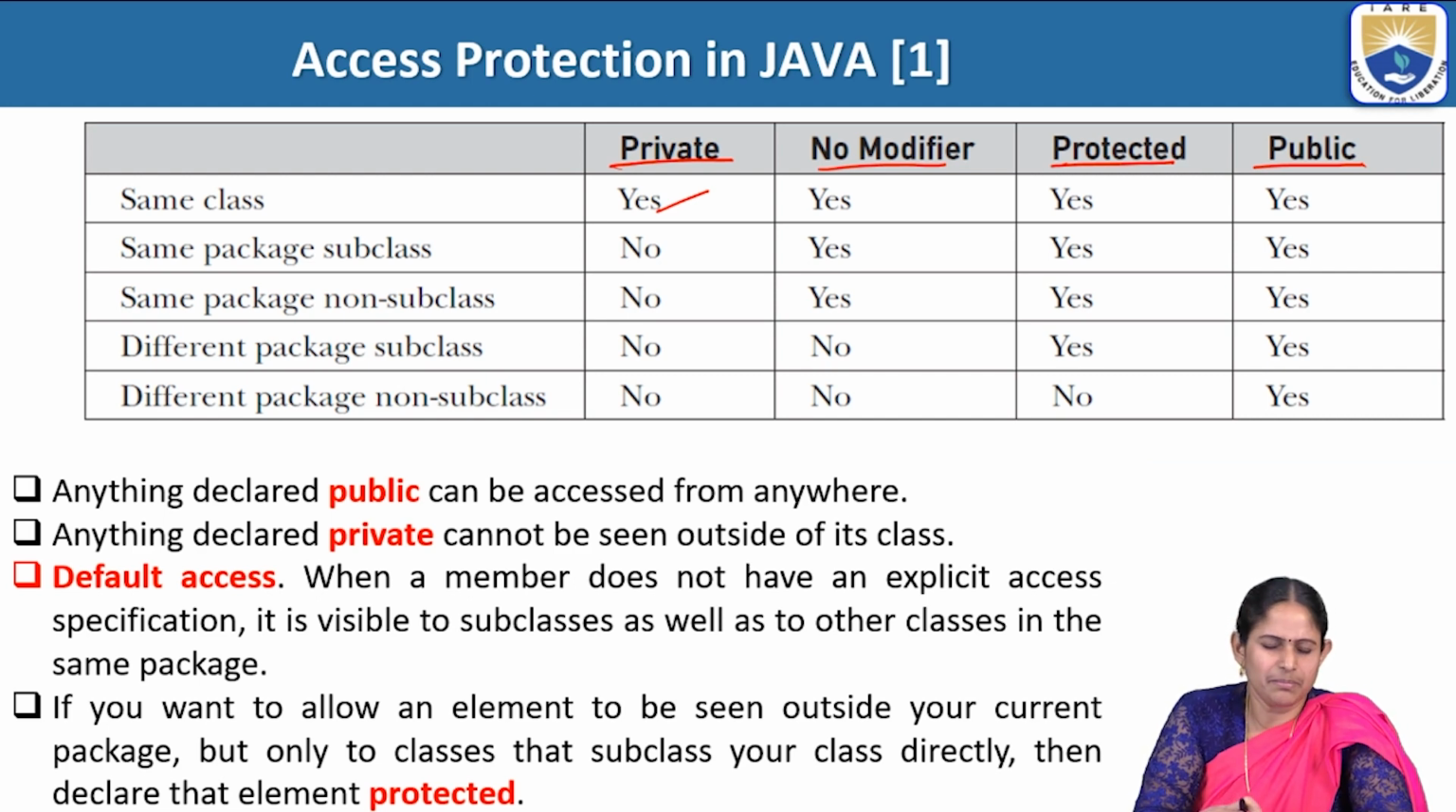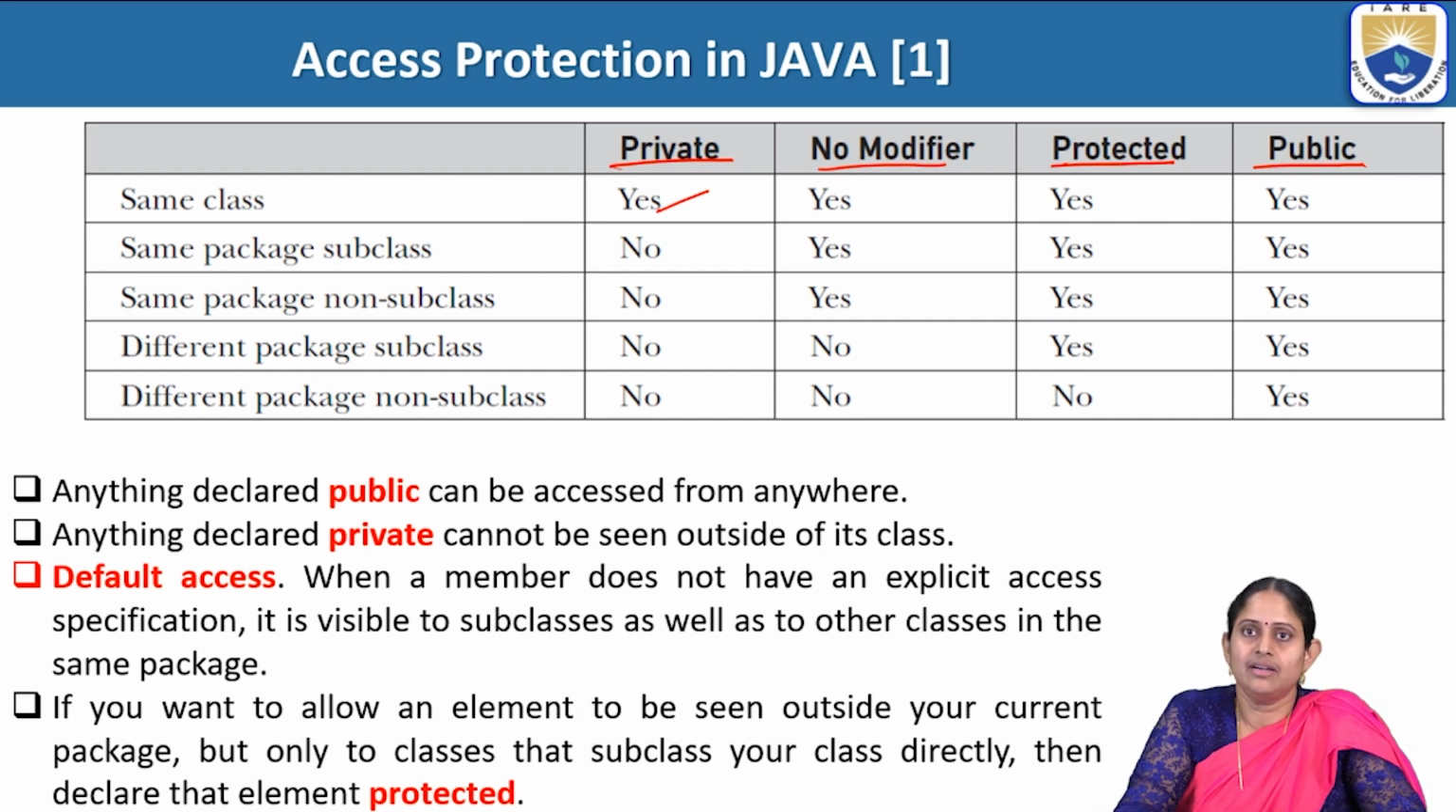When a member is defined as private, only the members of that class can access that particular variable or member. So it cannot be accessed outside that class. Now, if you declare any variable as default, the member does not have explicit access specification. It is visible to the subclasses as well as to other classes in the same package. That means a class which is available inside the package can access the default members of other classes.